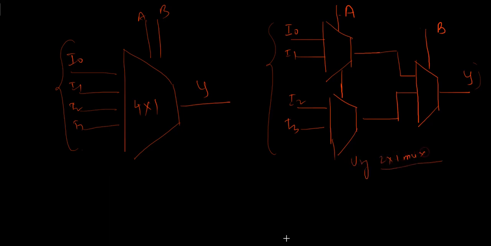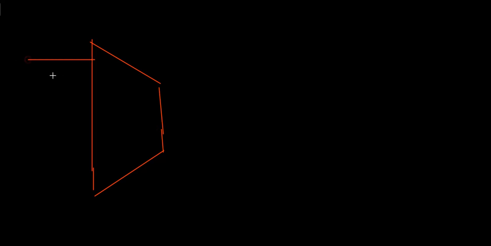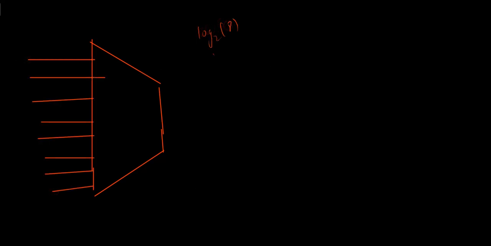Let me similarly show how we can design 8 cross 1 mux using 2 cross 1 mux. So for 8 cross 1 mux, as you can see, the total number of inputs will be 8. So I will draw the 8 inputs. If the inputs are 8, log 8 base 2, that means log 2 cube. So 3 will be my select line. So let this be select lines and I will be having one output.